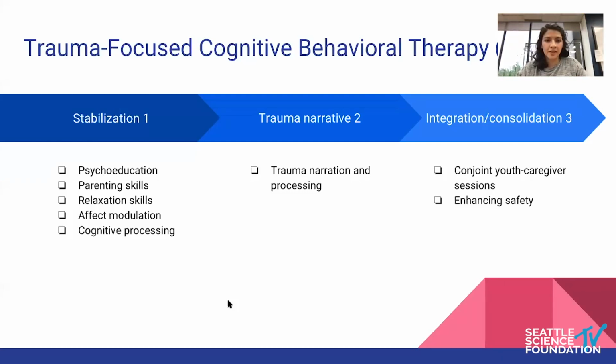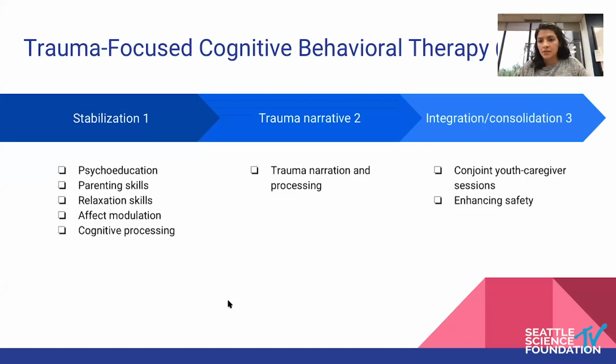During the first phase of stabilization, patients and their caregivers will go through these sessions in parallel. They'll receive psychoeducation about trauma, review parenting skills, relaxation skills, affect modulation to help process those negative emotional states, and cognitive processing to recognize and replace maladaptive cognitions related to their trauma. During the trauma narrative phase, they will form their trauma narrative and use the skills they learned in the stabilization phase to help process those emotional states and maladaptive cognitions.